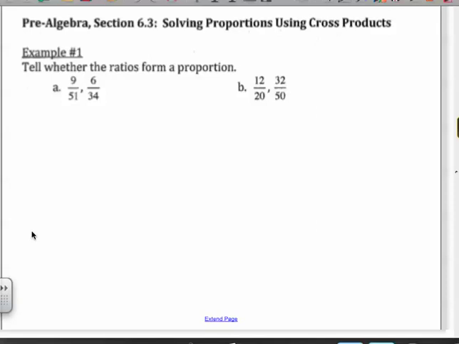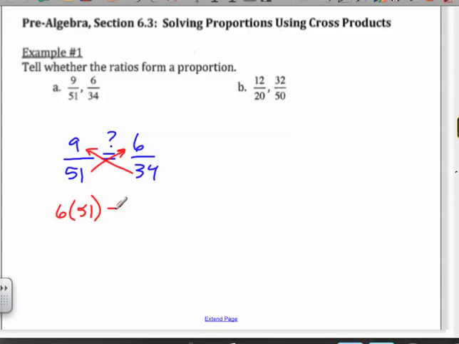I'm actually going to rewrite it as an equation. I'll put a little question mark there because I don't know if they're equal, right? But if it forms a proportion, when I cross multiply, 6 times 51 should give me the same thing as 9 times 34. Okay?